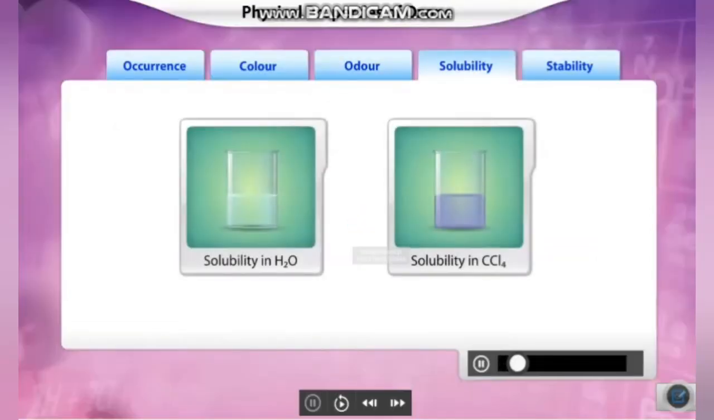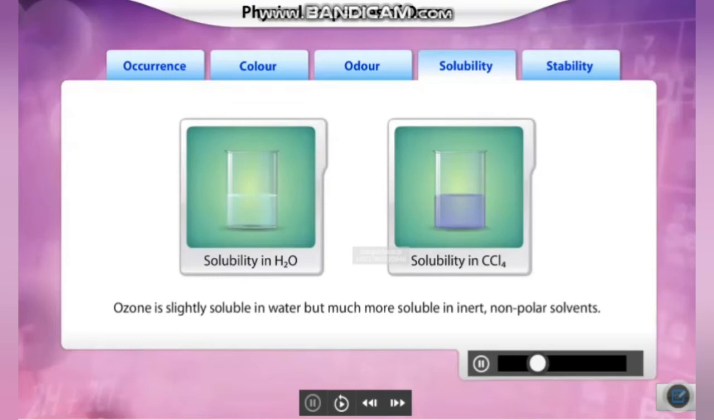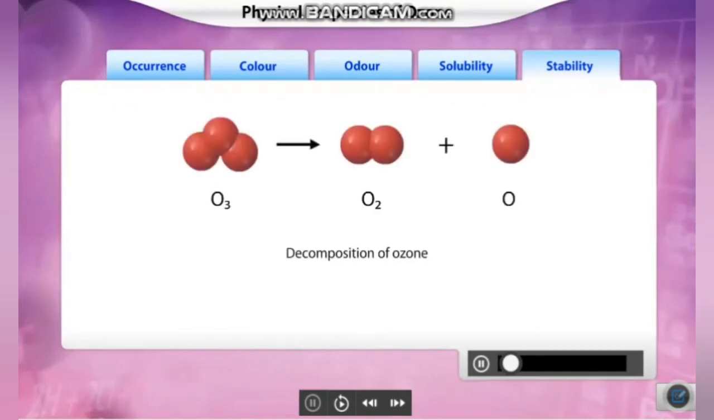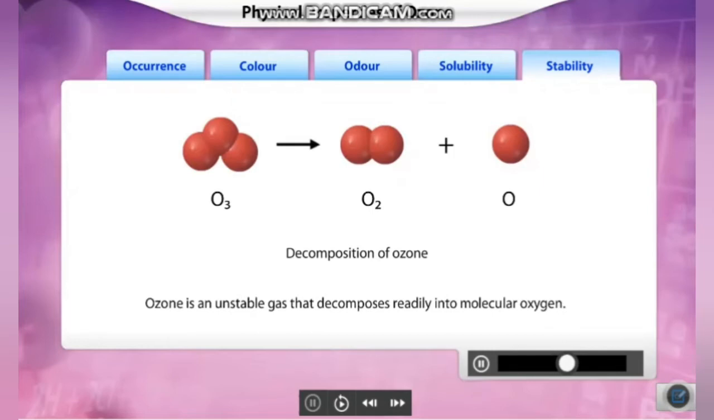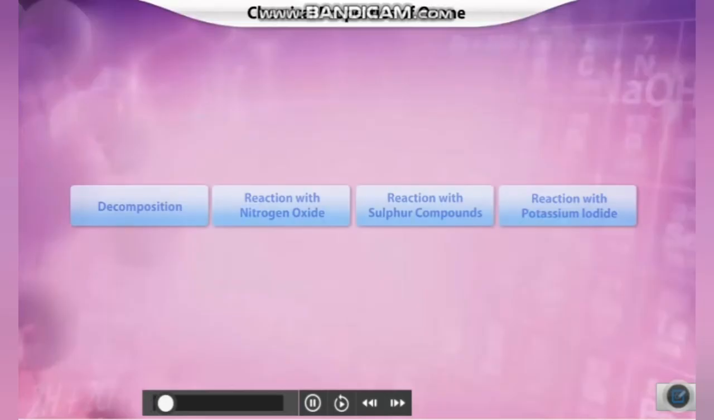Ozone is slightly soluble in water. It is most soluble in inert, non-polar solvents such as carbon tetrachloride and fluorocarbons, with which it forms a blue solution. Under standard atmospheric temperature and pressure, ozone is an unstable gas that decomposes readily into molecular oxygen. Now, let's look at the chemical properties of ozone. Click each tab to know more.